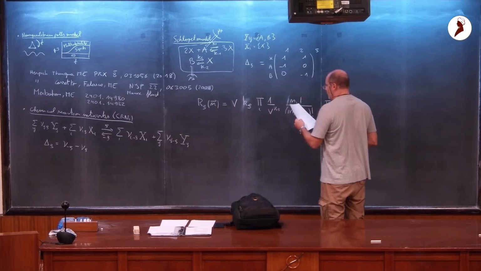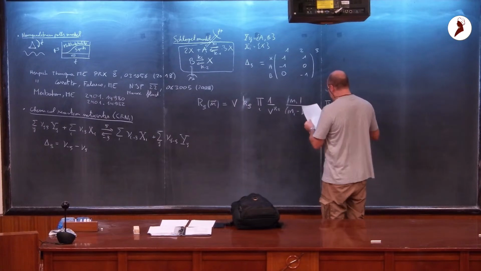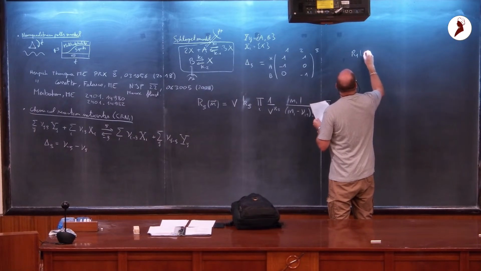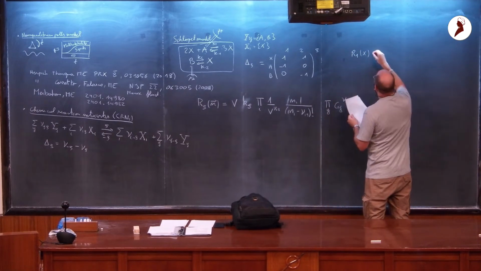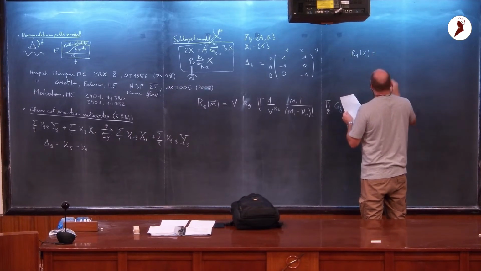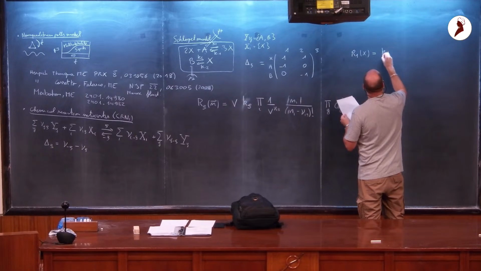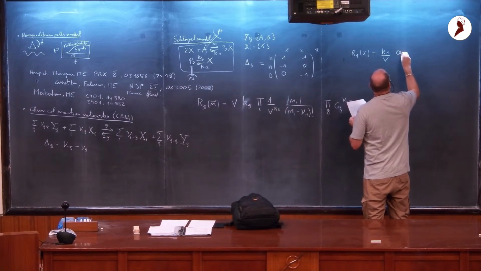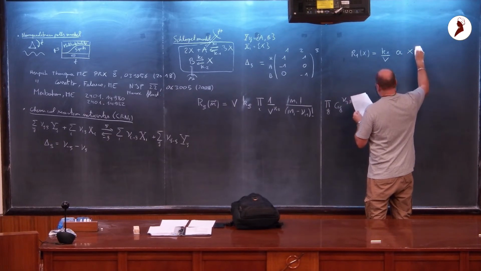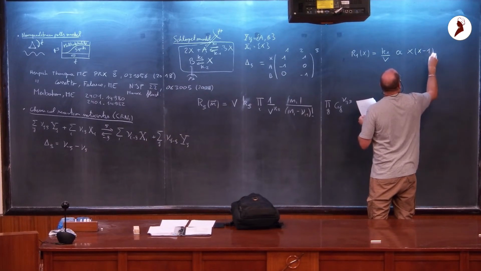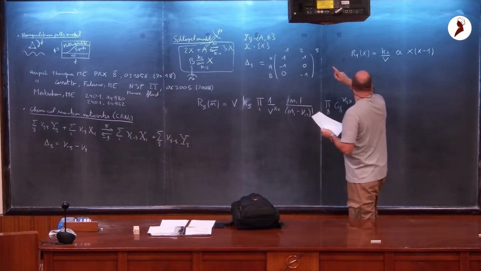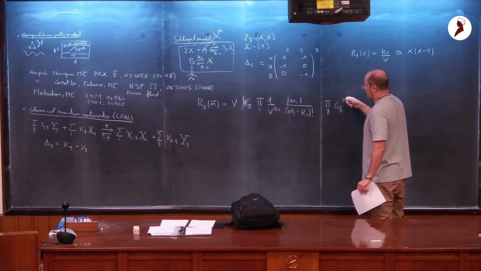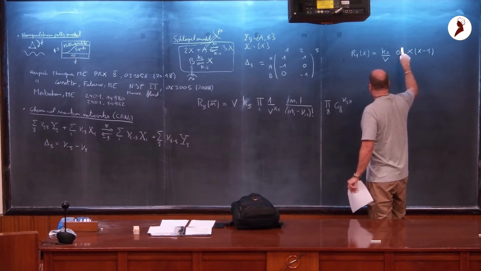Okay, so let's do it for the Schlegel model. So R1 of x is k1 over v. So let me write it and then we check. A, x, x minus 1. So A is this part, okay? That's the simple part. Stoichiometric coefficient of A is 1, so A to the power 1.